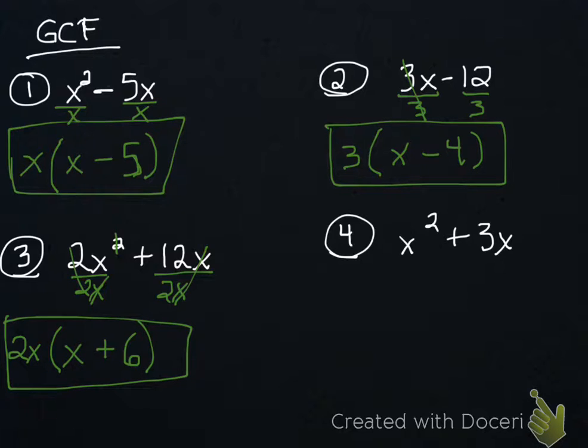Let's look at number 4. There are no numbers in here that they have in common. There's a 1 in front of that x squared, which doesn't help us any. Okay? But we can pull out an x. So that x becomes our greatest common factor. It goes out front in front of the parentheses. X squared divided by x is an x. The 3x, the x's cancel, leaving us with just plus 3.